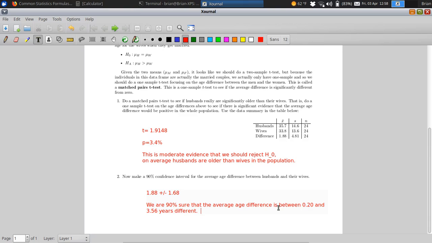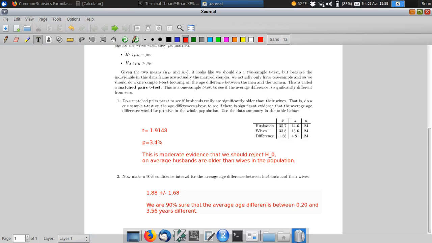In particular, because these are all positive numbers, that means, remember, the husband is older than the wife. Okay. In fact, I probably should include that in my answer here. So maybe 90% sure that on average husbands, that would probably be a better way to say that, that on average husbands are between that number and that number of years older than their wives.